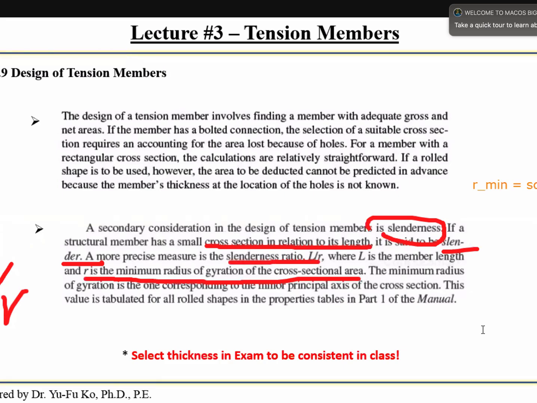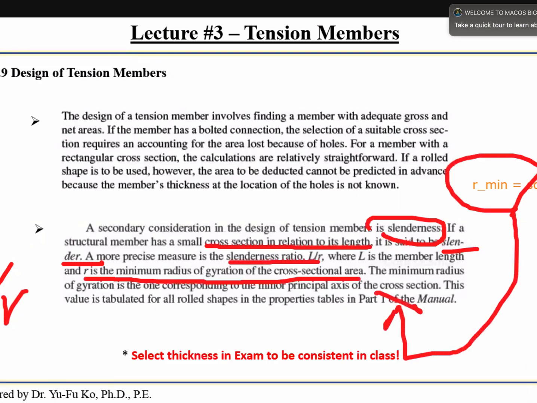In tension members, there's a limit for slenderness ratio. This r minimum you can check from part 1 of the manual. For different shapes, any shape in part 1 of the manual, you can figure out a number for the minimum radius of gyration. And from there, you can plug into L over r to get the slenderness ratio of this tension member, okay?